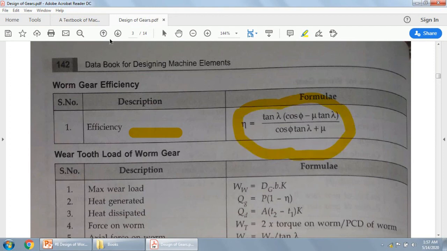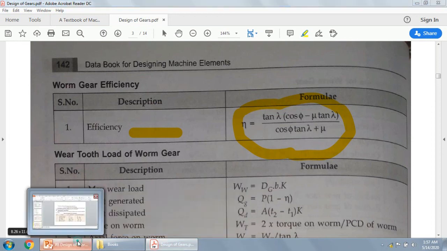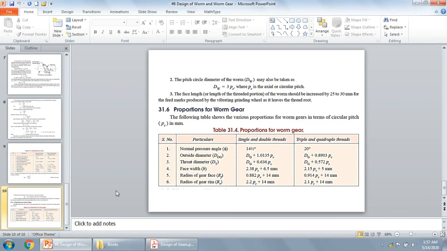So in the next class we will discuss some numericals from worm and worm gears. Then we'll proceed next to brakes and clutches. Okay, thanks, take care.